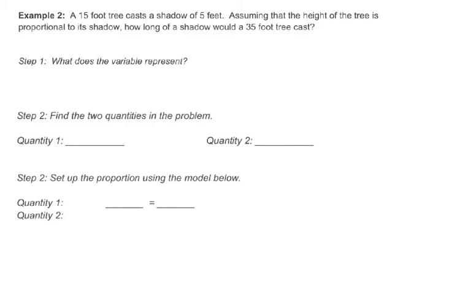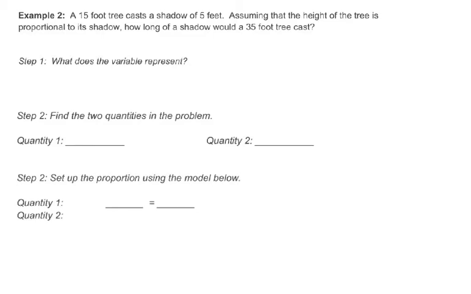Okay, let's try an example. So it says, a 15-foot tree casts a shadow of 5 feet. Assuming that the height of a tree is proportional to its shadow, how long of a shadow would a 35-foot tree cast? All right, so what does the variable represent?